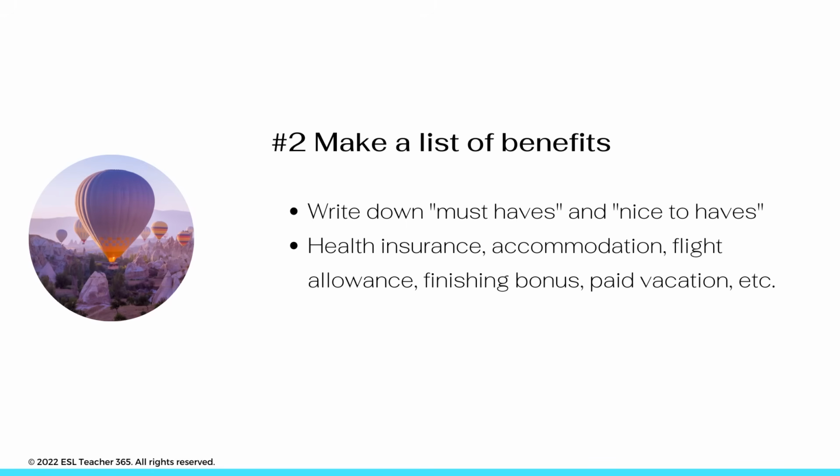Write down your must-haves and your nice-to-haves. So must-haves are things that are non-negotiable for you that you absolutely want in your contract. And nice-to-haves are things that, yeah, it'd be nice to have, but they aren't going to make or break it. Examples of typical benefits are health insurance, accommodation, a flight allowance, a finishing bonus, paid vacation, and more.